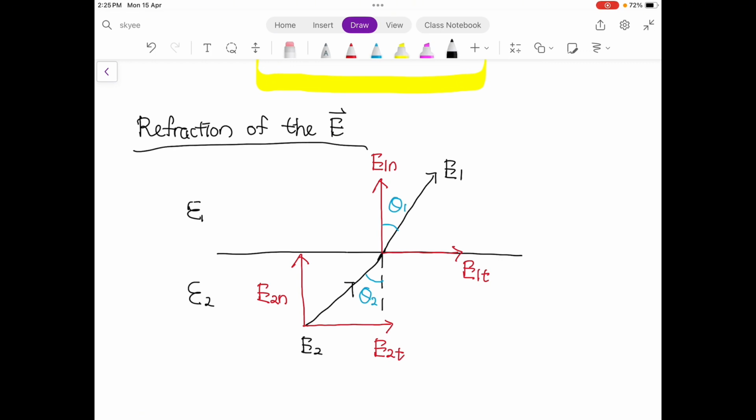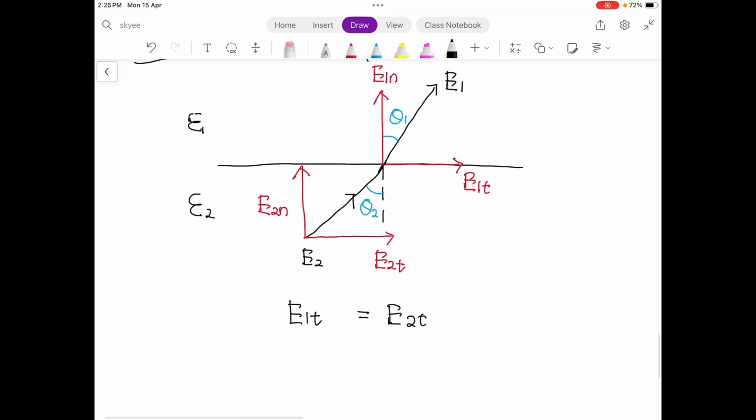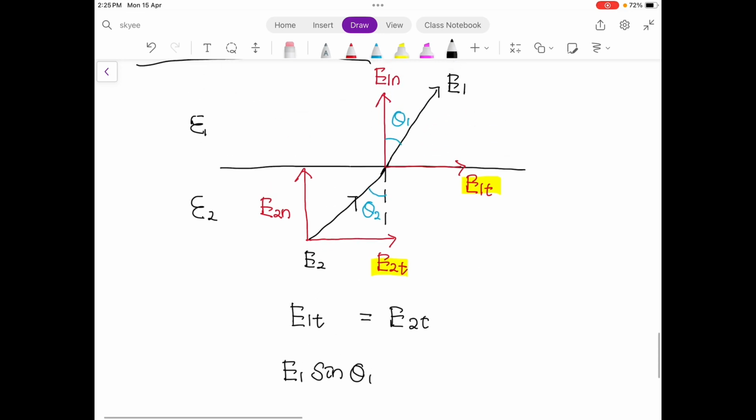We use the first boundary condition that we have, that is E1t equals E2t. We see that E1t is over here, and E2t is over here. We could rewrite both of them, E1 multiplied with sine theta 1. So this is the relationship, sine theta 1. Where is E1? E1 is over here, E1t.